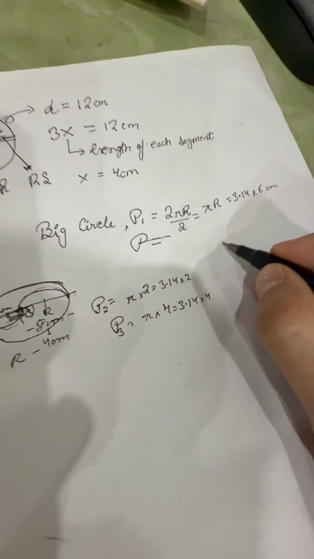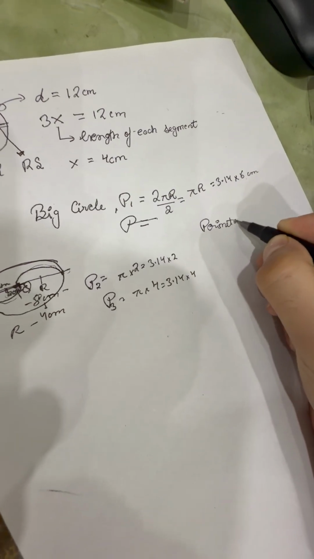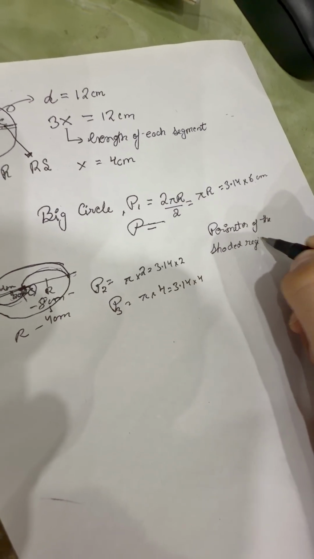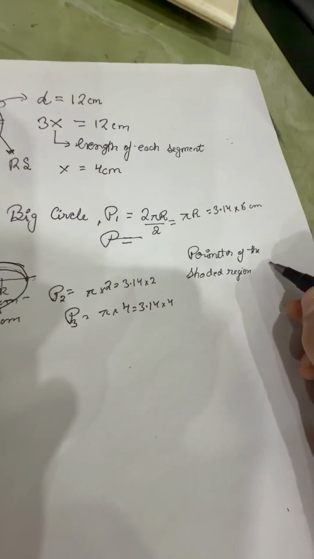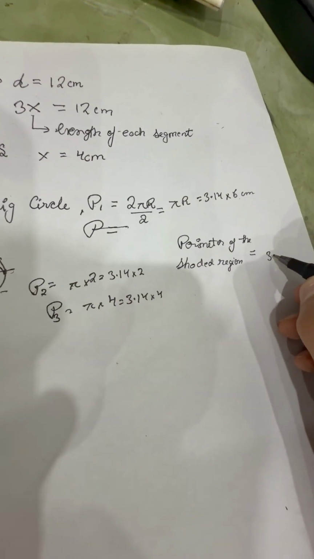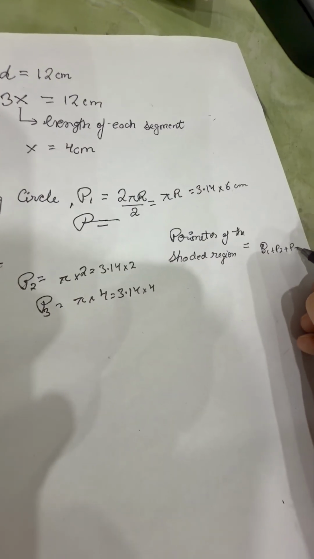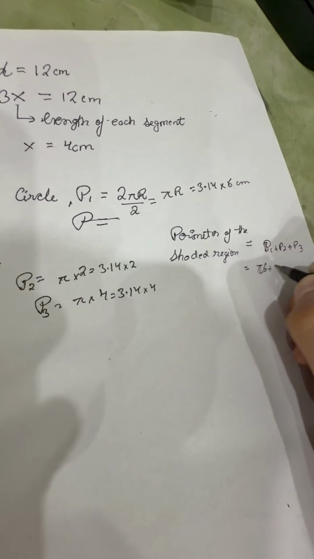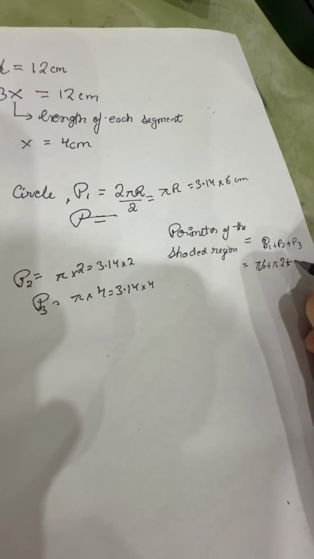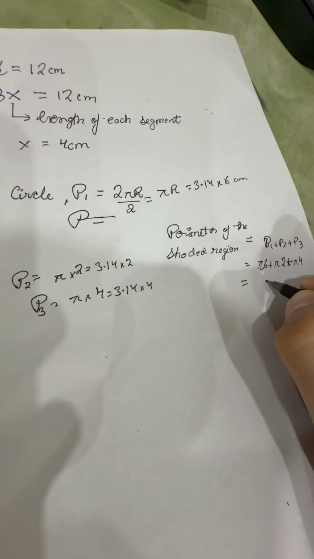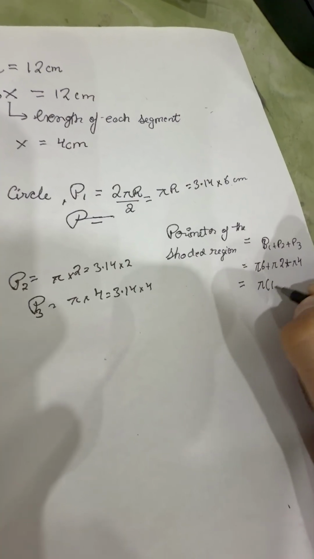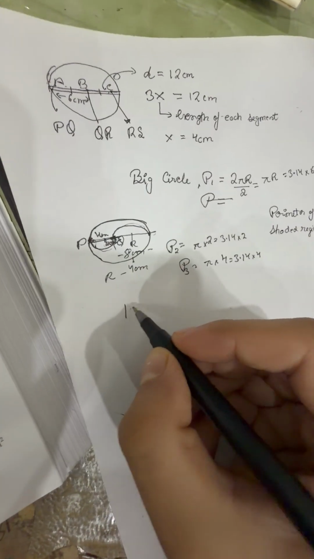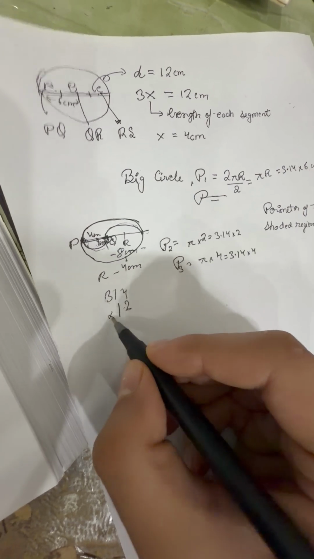Total perimeter of the shaded region will be equal to P1 plus P2 plus P3. This will be equal to pi into 6 plus pi into 2 plus pi into 4, which is equal to pi common, into 12. So 3.14 into 12. This is easily solvable. 12, 314, 12.